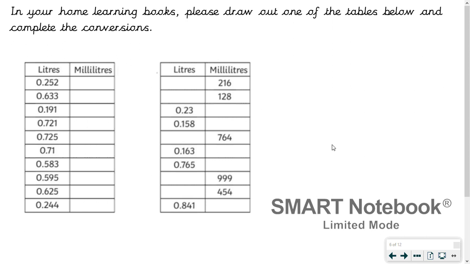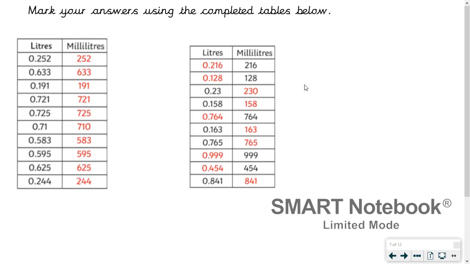Perfect. Hopefully we're back and we've had a good go and we've managed to choose one of the tables. If you've gone rogue and done both, good stuff. But pick one of the tables, do the conversions, and let's go through the answers. So what I'd suggest you do now is pause this page and mark your learning. Okay, and then we'll come back and carry on.